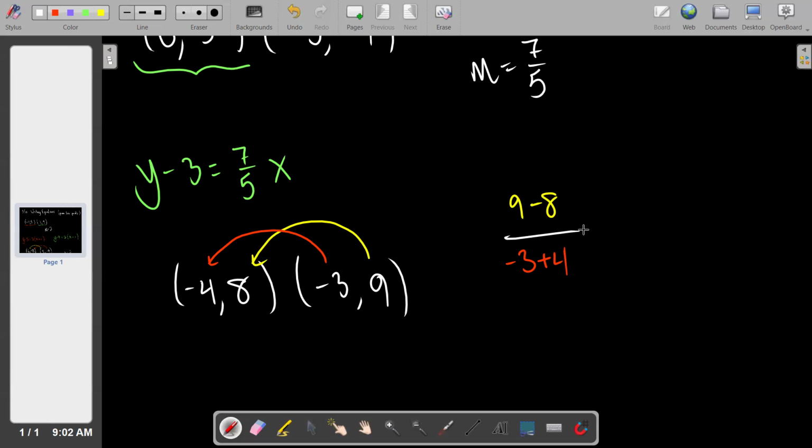You don't miss it. On the top, what's 9 minus 8? On the bottom, what's -3 plus 4? What's the slope? Good.